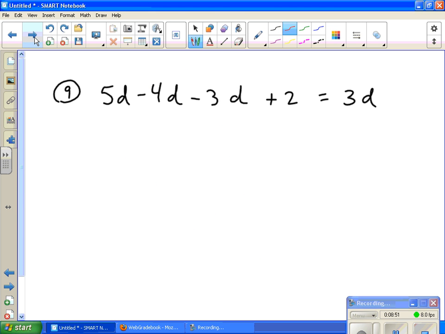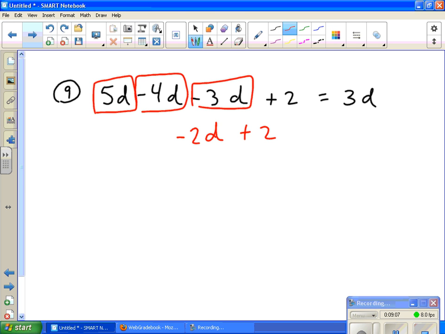Number 9 says 5d minus 4d minus 3d plus 2 equals 3d. Combine all of your like terms, 5d and minus 4d and minus 3d. 5 minus 4 is 1d, minus 3d is negative 2d, plus 2 equals 3d. Just bringing everything else down.